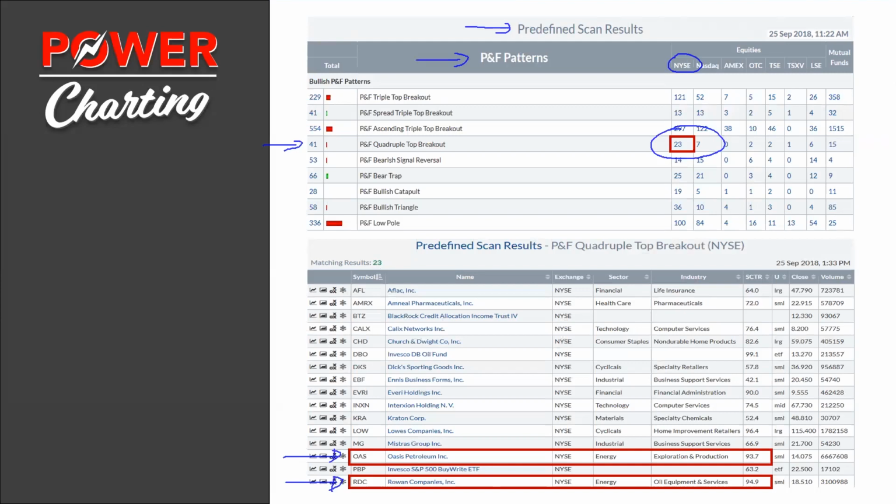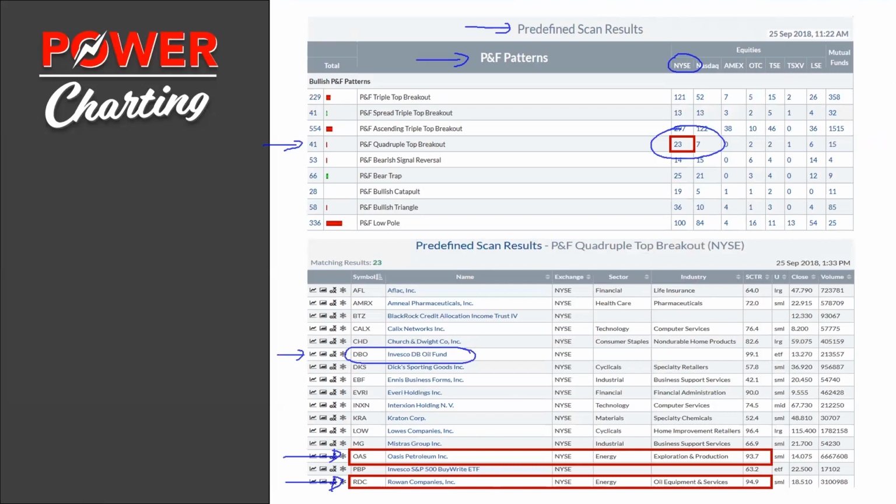You can see Oasis Petroleum and Rouen companies. Those are 2 energy-related stocks. And I just want to make a note here. If you look up here at DBO, Invesco DB Oil Fund, there's an actual oil fund, an ETF, that made this list also, and you might want to look at that.